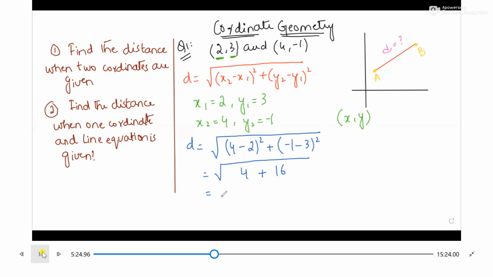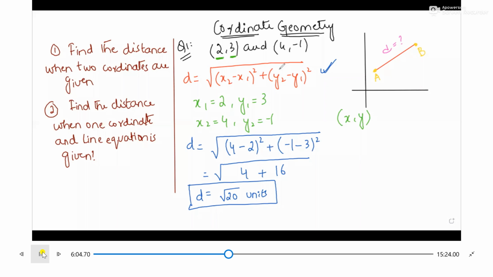So the final answer is under root 20 units. So basically the distance between the two coordinates is under root 20 units. The question may ask you in the form of a length. So the length and distance are basically the same. So if the question asks you to find out the length between the two coordinates, you have to apply the same formula. Done?